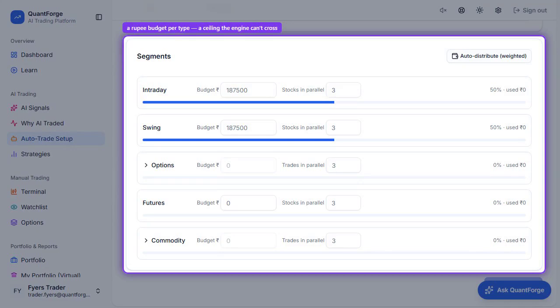So a type I do not fund cannot trade? Correct. A zero budget means that type sits out entirely, no matter how good its signals look. Funding a type is your explicit permission to risk money on it. Nothing here happens by accident.